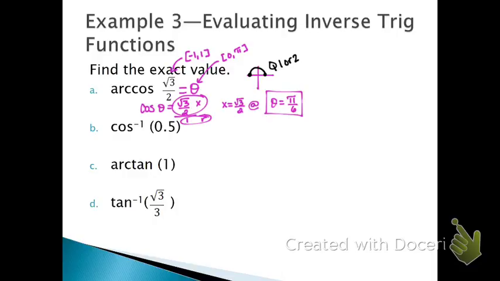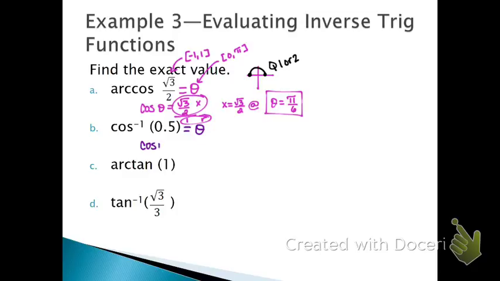All right, so let's try B. The inverse cosine of 0.5. We'll check, is your input within the domain of arc cosine? Yes. It's between negative 1 and 1, so we can take this. So remember, we're looking for theta. Theta's got to be between 0 and pi, doesn't it? Yes. So we're looking for quadrant 1 or quadrant 2 angles still.